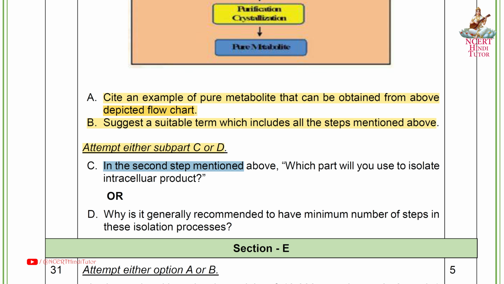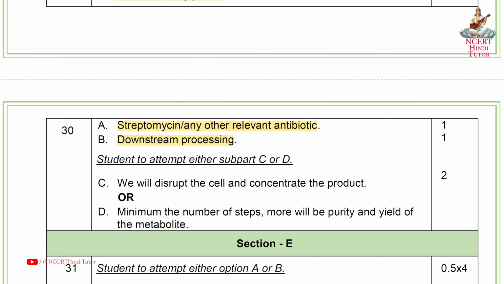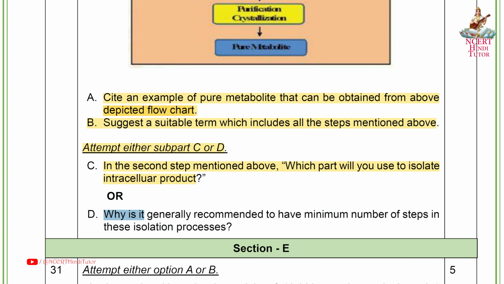Attempt either subpart C or D. C. In the second step mentioned above, which part will you use to isolate intracellular product? Answer. We will disrupt the cell and concentrate the product. D. Why is it generally recommended to have minimum number of steps in these isolation processes? Answer. The fewer the number of steps, the more will be the purity and yield of the metabolite.